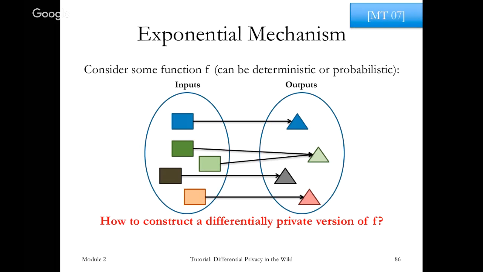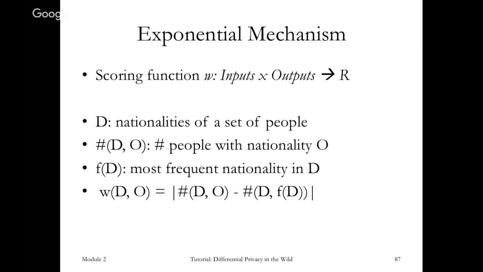The basic idea is the following. We have some arbitrary function, and it can be deterministic or probabilistic. And we want to basically make a differentially private version of this function. In order to use the exponential mechanism, what you have to do is come up with a scoring function. This is a function that takes an input, a database, and a possible output, say O, and it assigns a score to it. Intuitively, this is how much would I like to output this output given that the input was this input.